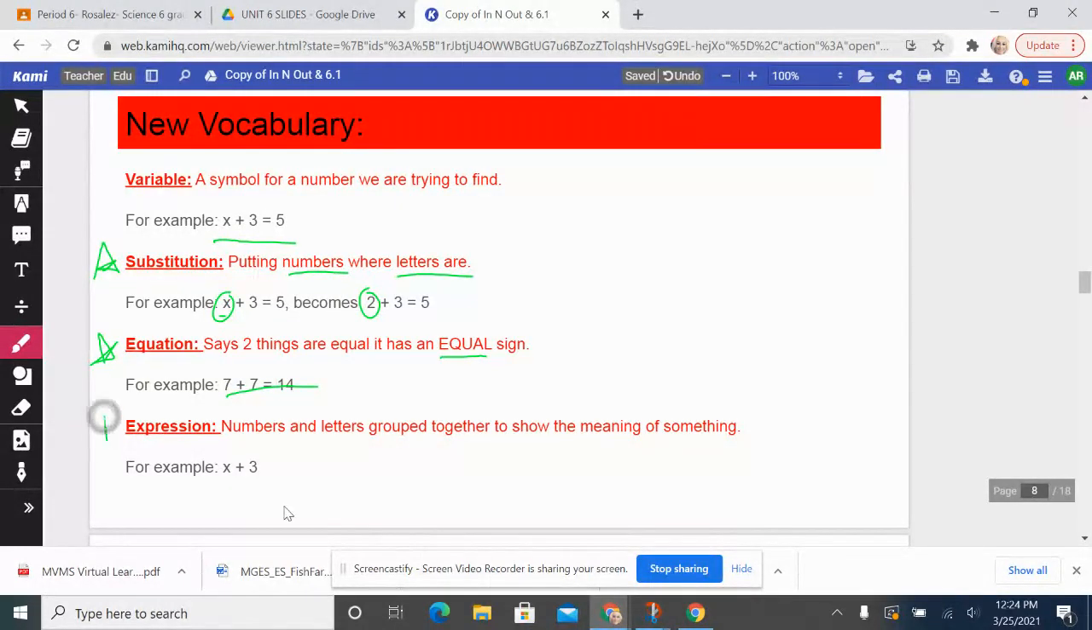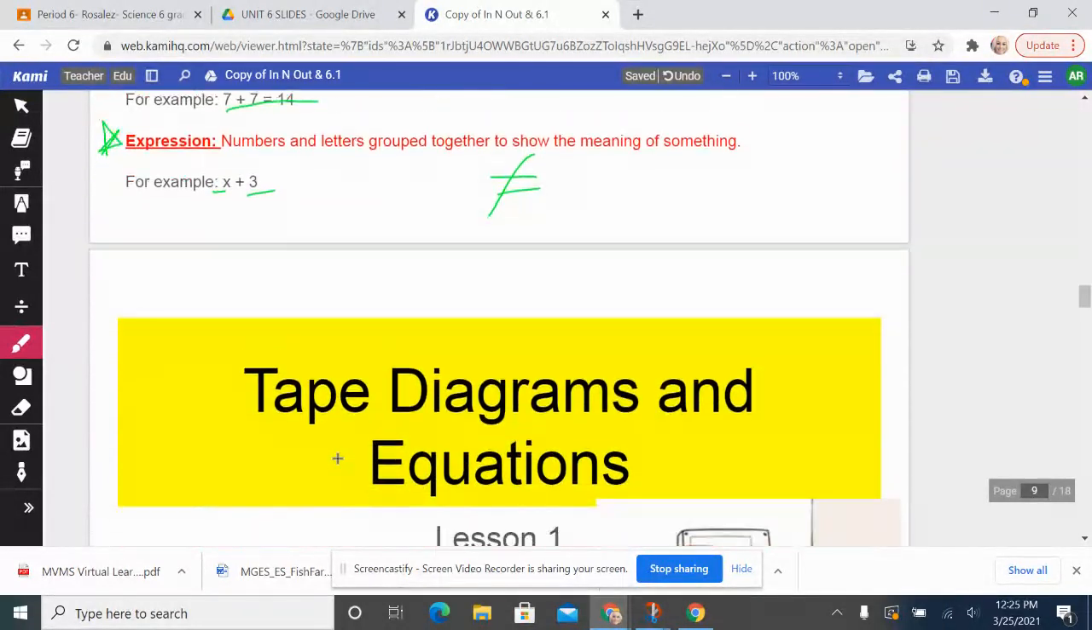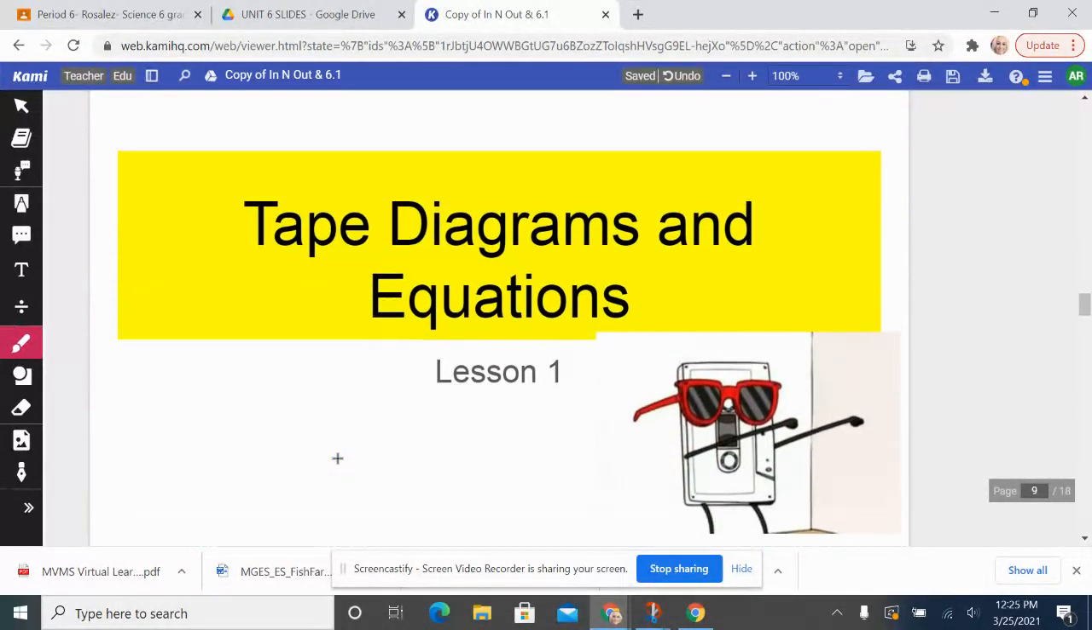Now, an expression, that's newer for probably most of you. Numbers and letters are grouped together to show the meaning of something. So something plus X or X plus 3 makes something, right? So this expression usually does not have an equal sign. Usually there's not an equal sign when you do an expression. Okay, so that's just a short little intro.